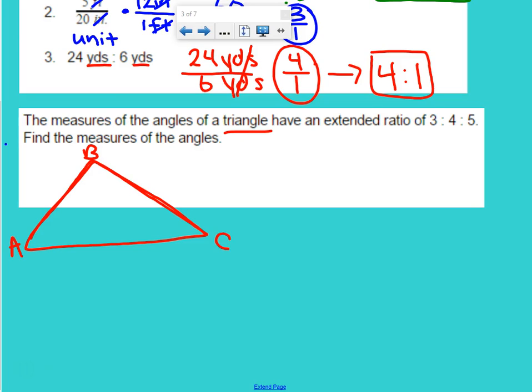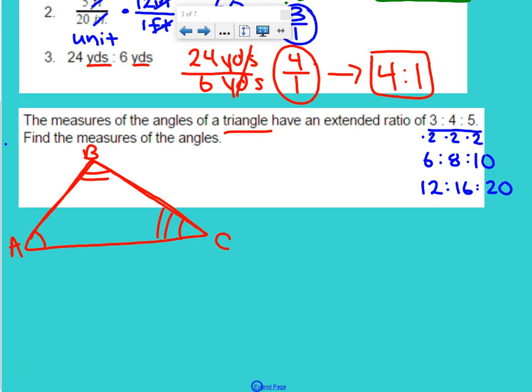We know that the angles have a ratio of 3 to 4 to 5. So they're not going to be congruent angles. They are going to be different angles. Now what this means is a ratio of 3 to 4 to 5 means your angle measures are going to be a multiple of 3, 4, and 5. So we could say 3 times 2, 4 times 2, 5 times 2. So it could be 6, 8, 10. We can multiply 6, 8, and 10 by 2 and get the ratio 12, 16, and 20.